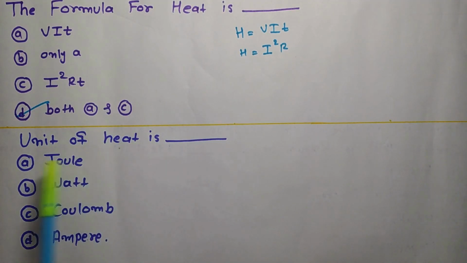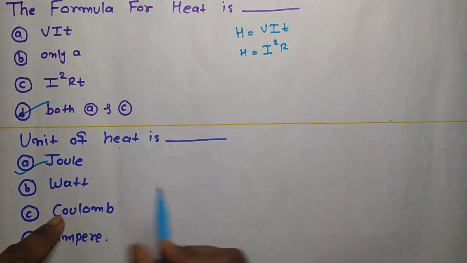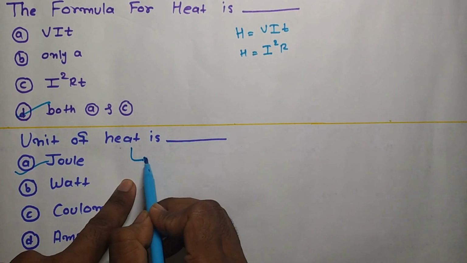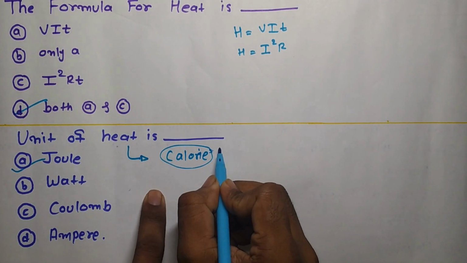Unit of heat is A, joule, B, watt, C, coulomb or D, ampere. So the unit of heat is A, joule. Also the unit of heat is calorie or erg.